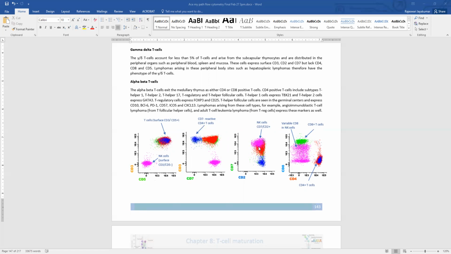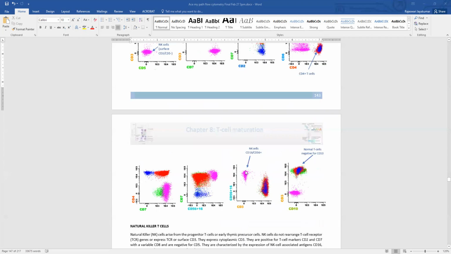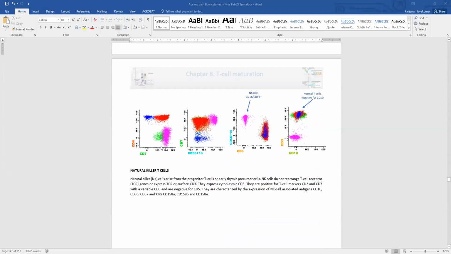So you see the CD2 and CD7 positive cells here, and 4 and 8 nicely showing the separation of 4 positive and 8 positive mature T cells. And NK cells are negative for CD4. They have this variable CD8 positive. NK cells are positive for CD7. And here you can nicely see the CD4 positive cells that have a small subset of CD7 negative cells, and those are usually reactive.